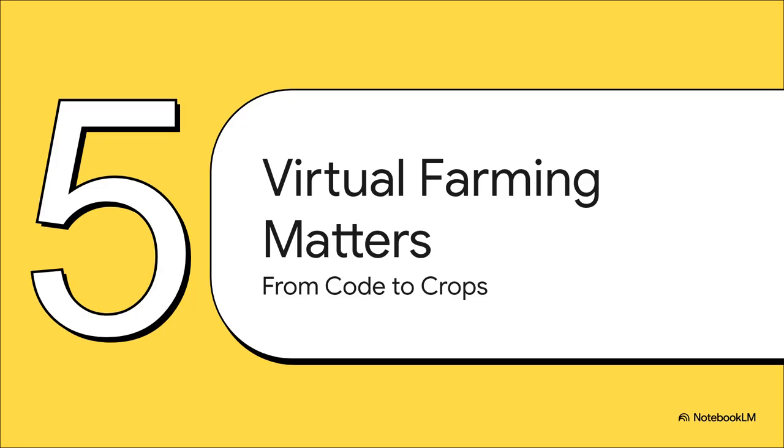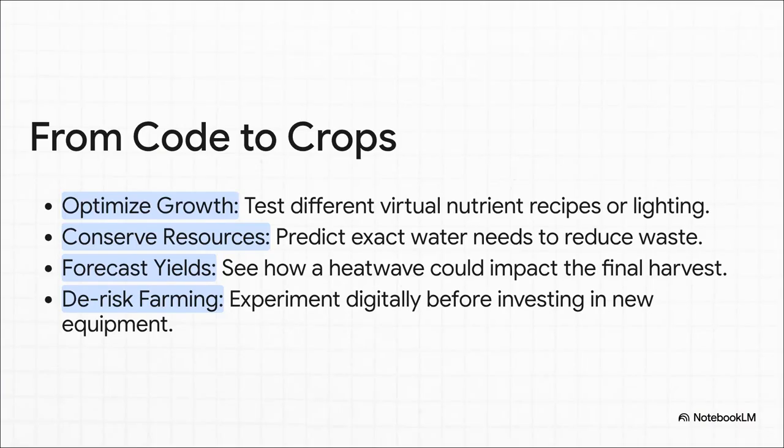Okay, this is all super detailed, super cool. Which leads to the big question. Why? Why go through all this trouble to build a digital plant? Well, this is where it all pays off in the real world. Because the benefits are just huge. Imagine testing a new nutrient recipe without spending a dime. That's optimizing growth. You can predict exactly how much water your crops will need next week, which saves a ton of resources. You can basically see into the future, forecasting how a sudden heat wave might affect your harvest.